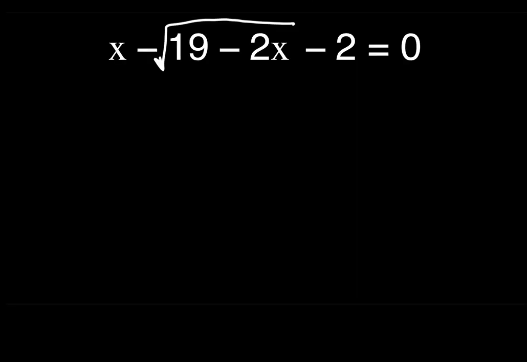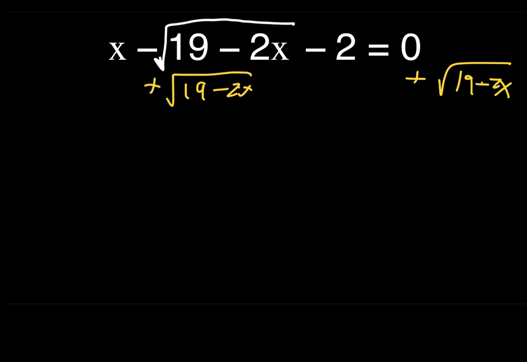Do another one. Let's see. Get my square root all by itself. My square root is being subtracted. So for my sake, I'm actually going to take that and move that whole thing over to the right-hand side. I'm going to add root 19 minus 2x to both sides. And when I do that, on the left, I will have x minus 2. On the right, I will have root 19 minus 2x.